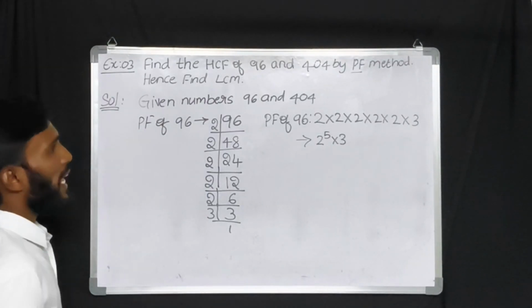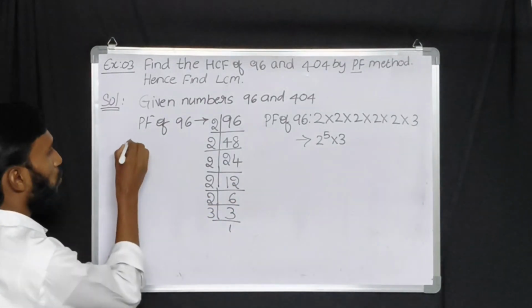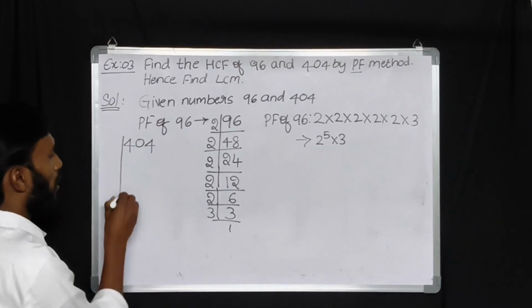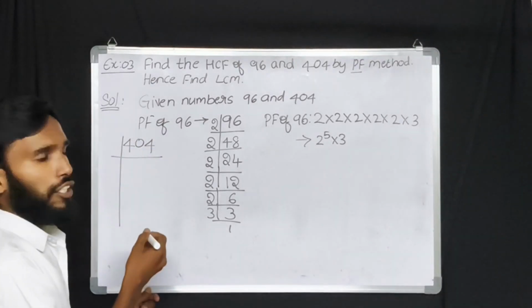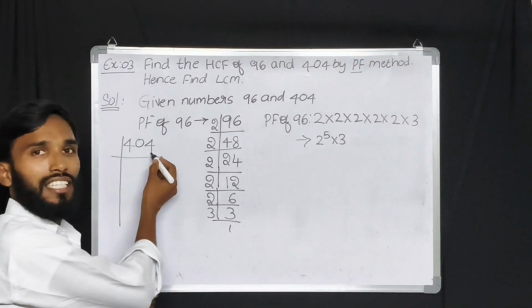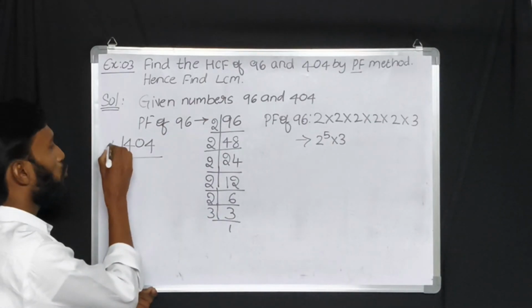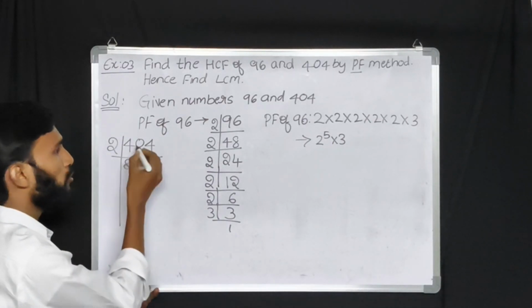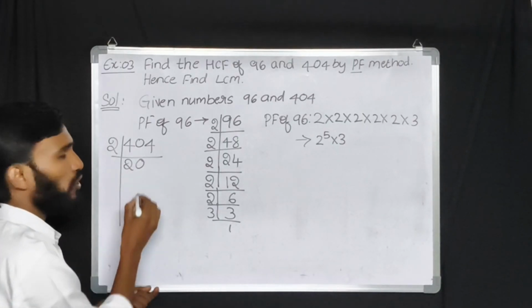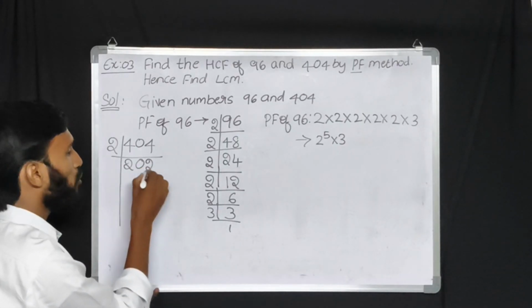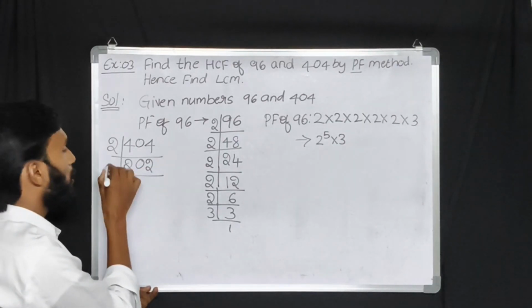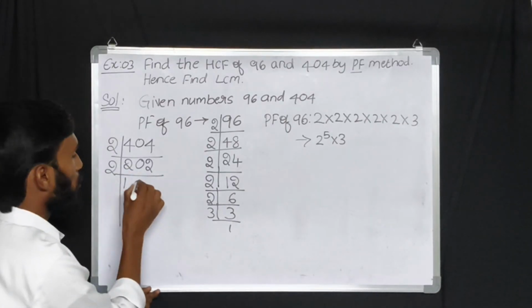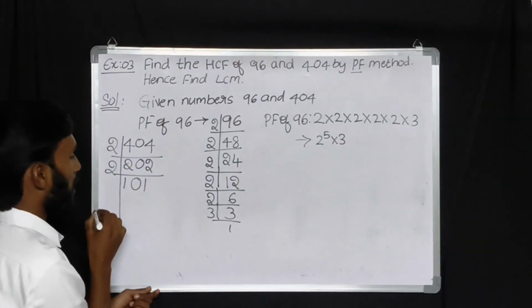Now let's find the prime factorization of 404. If you observe in the 2 table, again why? Because the last digit is an even number, so it should be divisible by 2. 4, how many times? 2 times. 0, how many times? 0 times. Again 4, how many times? 2 times. Again in the 2 table, 2, 1 time. 0, 0 times. 1, 1 time.